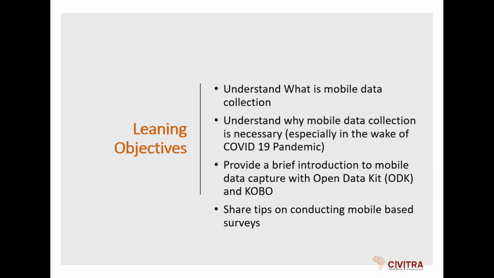So KOBO and Open Data Kit are important mobile data collection tools for two major reasons. They are very easy to program, and they do not need very technical expertise to program them, and also because they are open source and therefore cheap and inexpensive to use. So that's why we picked the two.